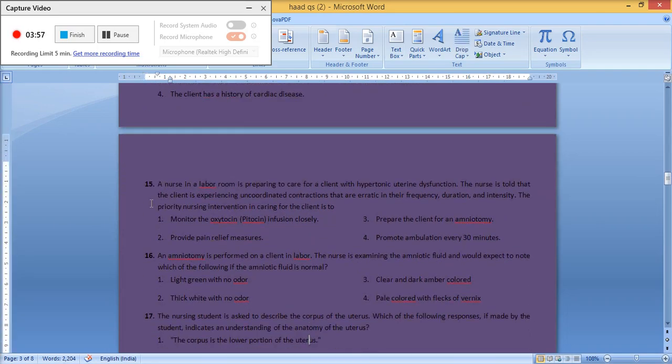15. A nurse in a labor room is preparing to care for a client with hypertonic uterine dysfunction. The nurse is told that the client is experiencing uncoordinated contractions that are erratic in their frequency, duration and intensity. The priority nursing intervention in caring for this client is to 1. Monitor the oxytocin infusion closely. 2. Provide pain relief measures. 3. Prepare the client for an amniotomy. 4. Promote ambulation every 30 minutes. The correct answer is 2. Provide pain relief measures.